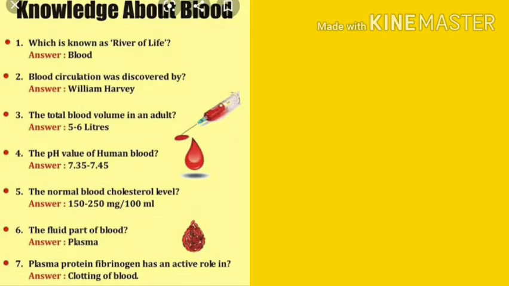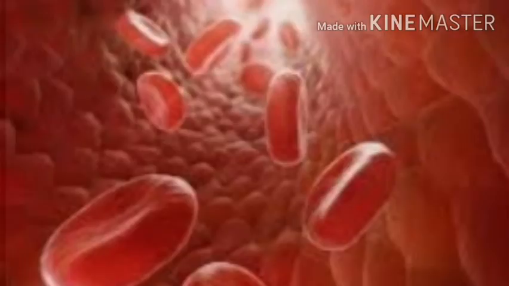Viscosity is 4.7. Human blood is 5 times more viscous than distilled water. It is slightly heavier than water. It is slightly alkaline in nature. Average pH value is 7.4. The oxygenated blood is bright red, while deoxygenated blood is purple colored.